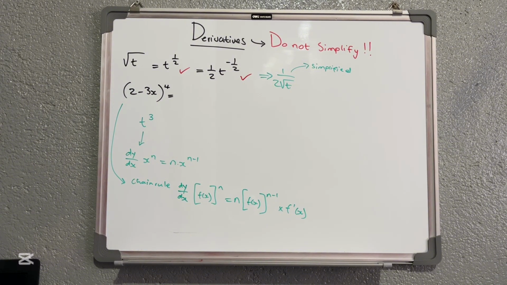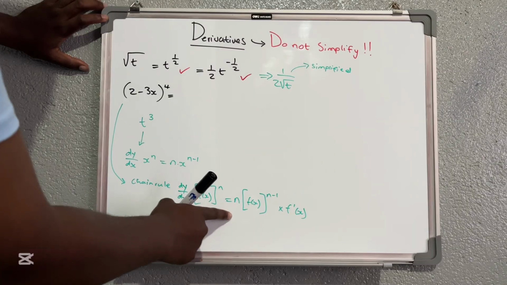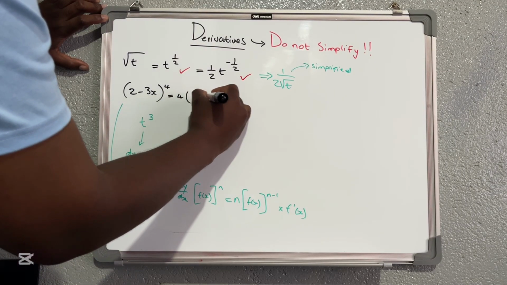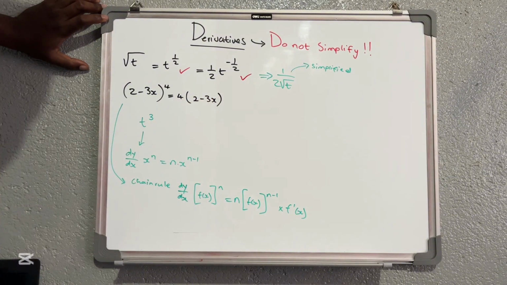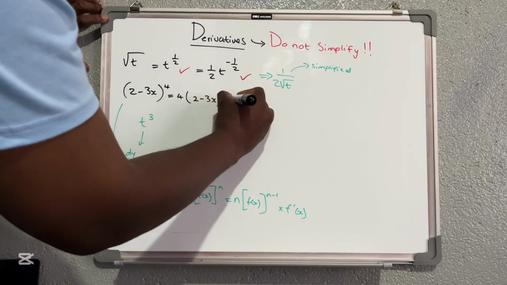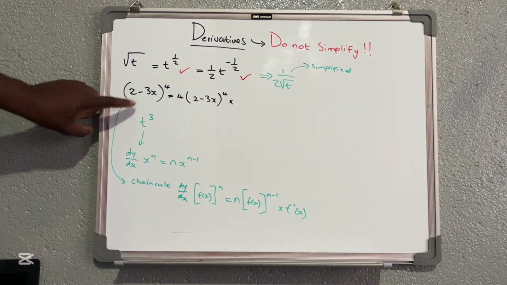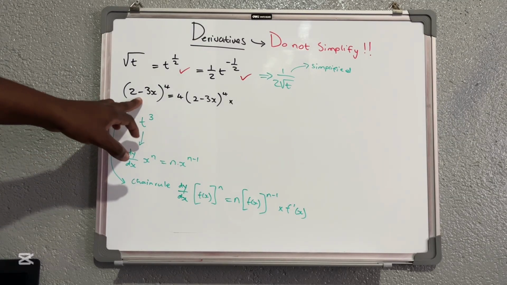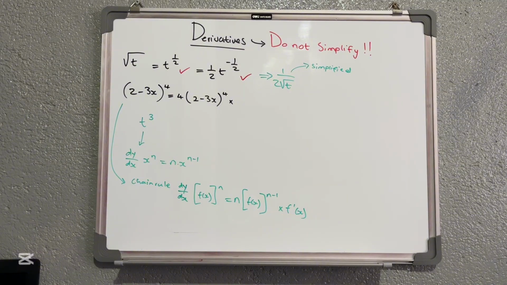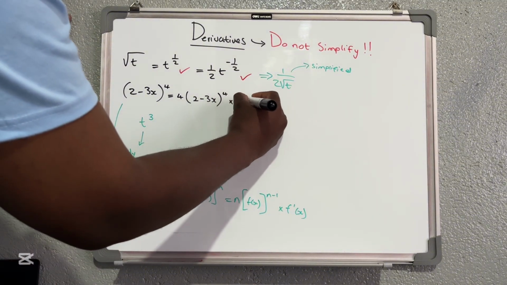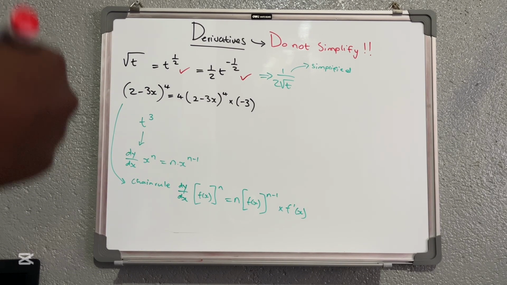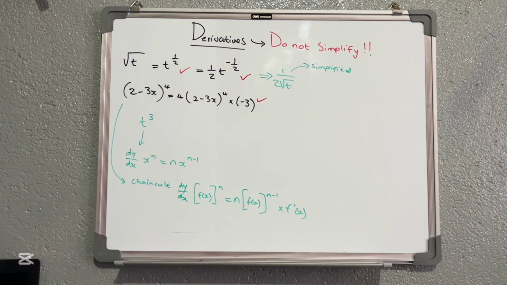So we have this example. Now, using this rule, we're going to bring the 4 down, then we will have 2 minus 3x, then 4 minus 1, which is 3, then we multiply by whatever is internal. So what's going to be left? The derivative of 2 minus 3x: we're only going to be left with minus 3. So that would be that. Then this one, you're just going to leave it in this state.